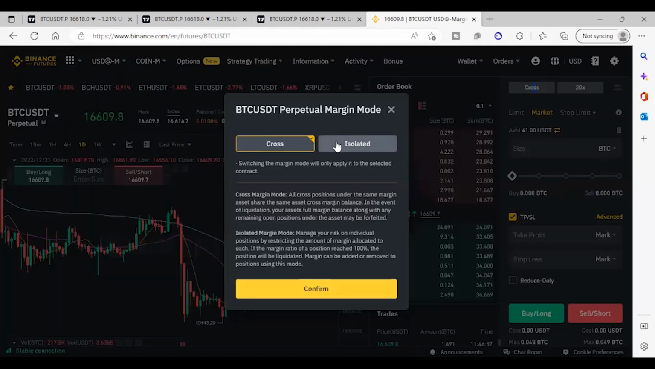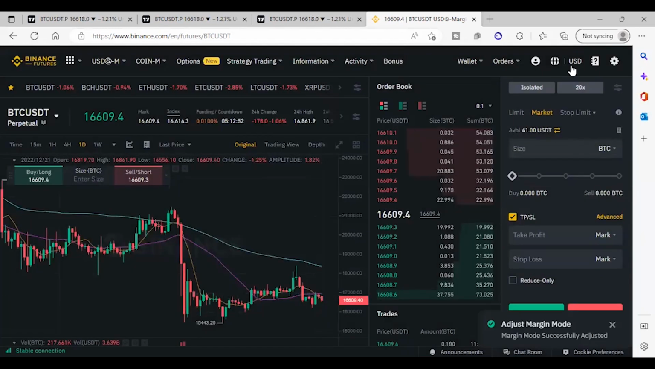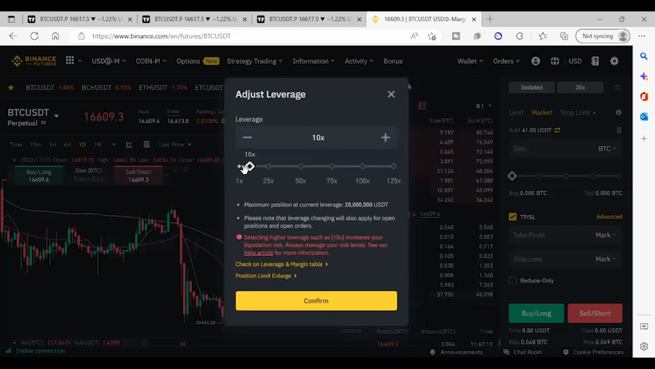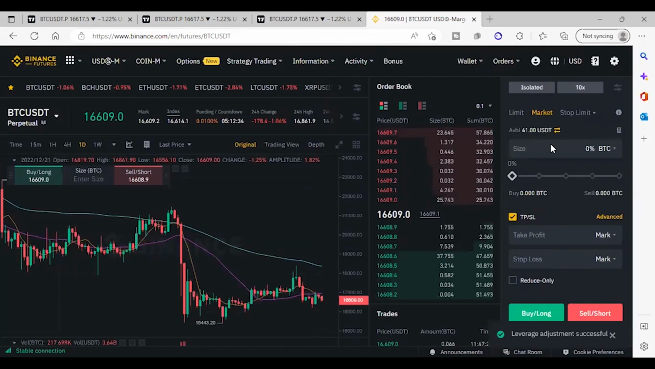You click that, make sure it's isolated. Unless you're an experienced trader, then you want to select cross, if you know what you're doing. But for someone who's beginning, select isolated. And then leverage is here at the far right. Click on that. I always recommend that you use 10x or lower because it's safer. You put your leverage right there, hit confirm, and then you select either market or limit.